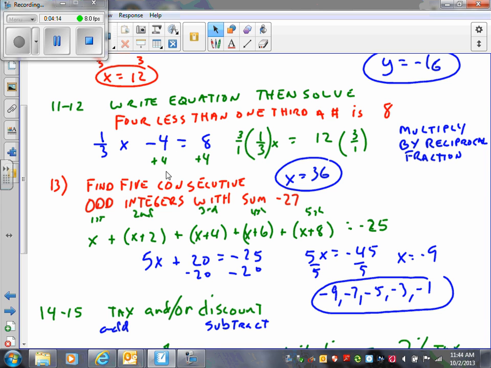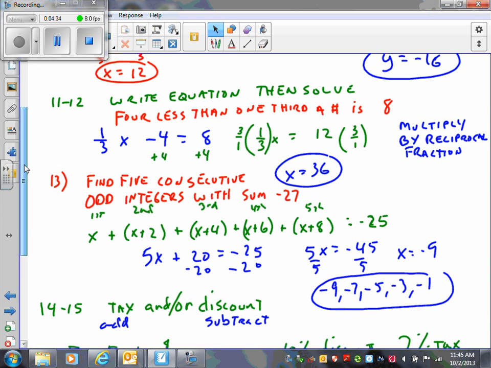We got to get rid of the minus 4. We add 4 to both sides. That gives us 1/3 x equals 12. So I got to multiply by the reciprocal. You flip the fraction and multiply both sides by that. So I have 3 over 1. And 3 over 1 times 12, I could put that over 1. I get 36.